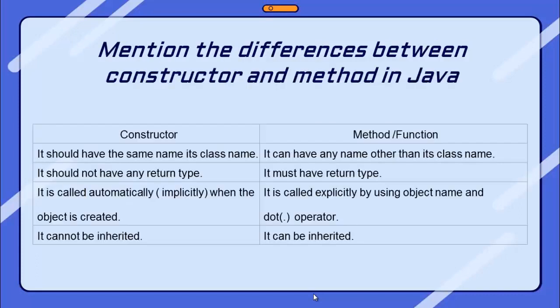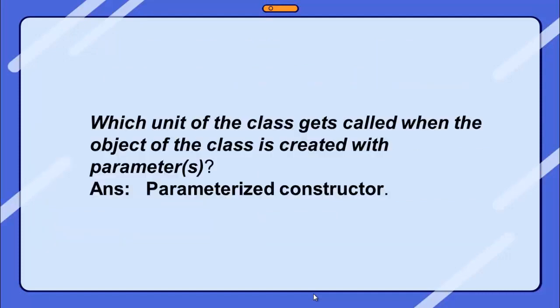Difference between constructor and functions. A constructor will have the same name as that of the class name, whereas a function can have any name. A constructor should not have any return data type, whereas a function will have a return data type. A constructor is called automatically when the object is created. A function is called by using the dot operator; then only we can call the function. A constructor cannot be inherited, whereas a function can be inherited.